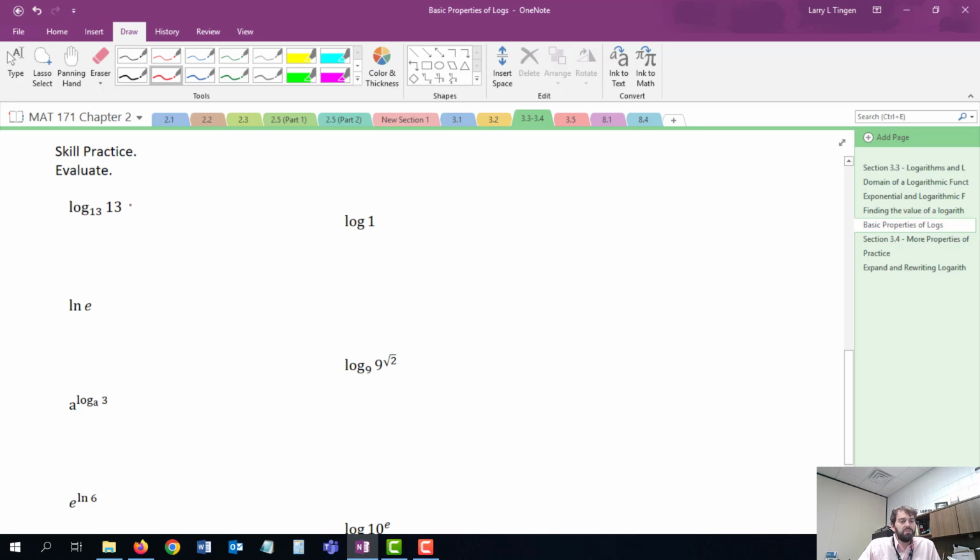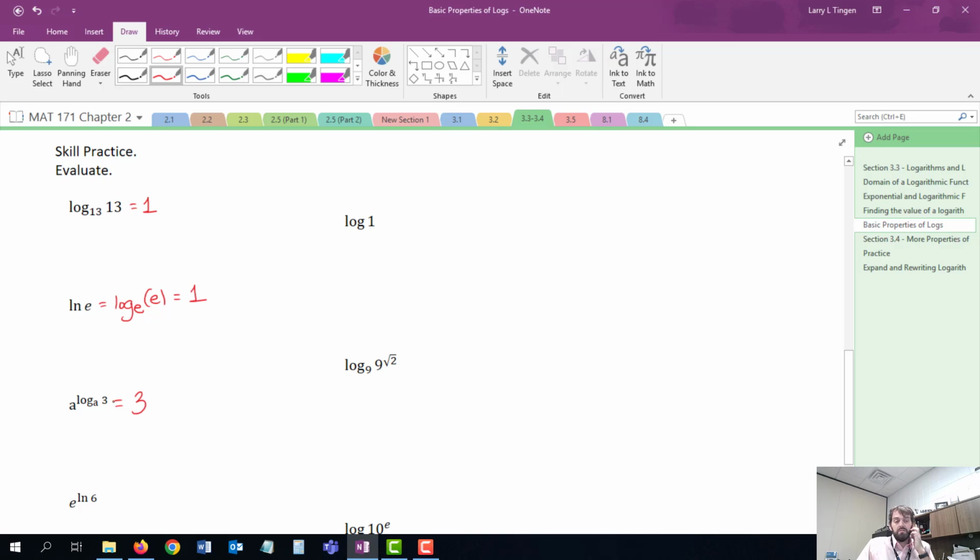So log base 13 of 13. We just saw that. If the base and the argument match, the answer is always 1. Natural log of e. Again, remember this means log base e of e. Natural log is log base e. What power do I raise e to get e? The answer is 1.